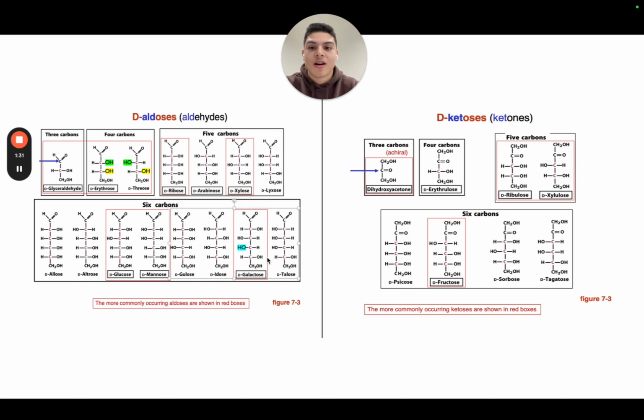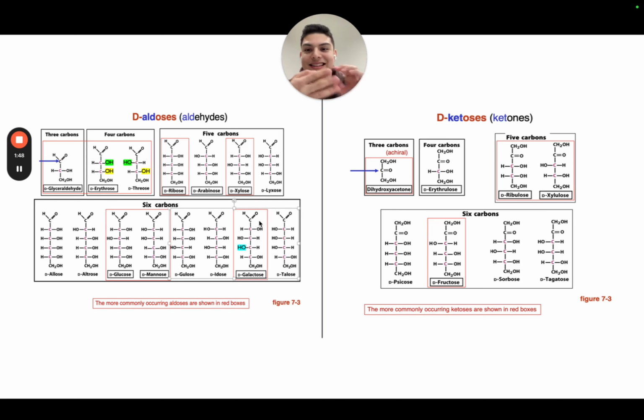So here are a bunch of aldoses and ketoses. The ones that I highlighted in red are ones that you should spend some time memorizing, in terms of which ones you have to prioritize, and not only for this exam, but also for the MCAT as well.